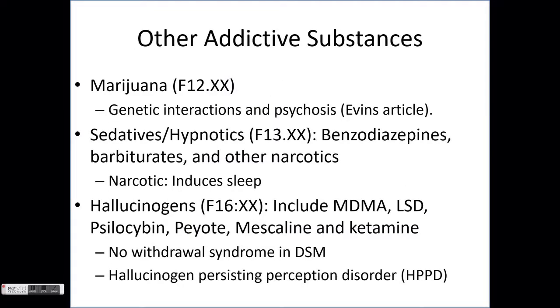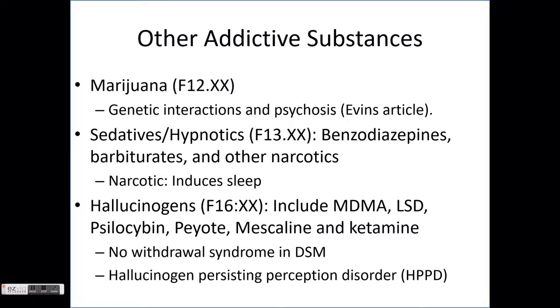Other addictive substances include marijuana. You will be reading an article by Evans that talks about the genetic interactions between chronic marijuana use and psychosis. A lot of other important topics about marijuana will come later on. Good to know right now that an important thing to know is that marijuana doesn't currently have any sort of alternative medication to help with relapse prevention.